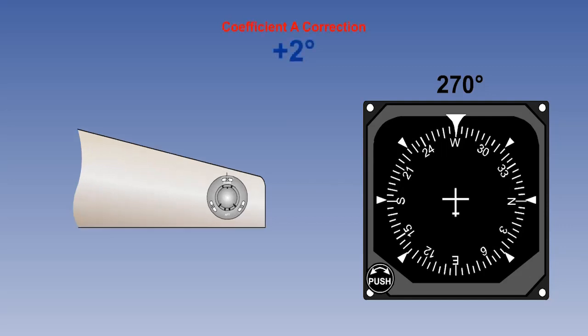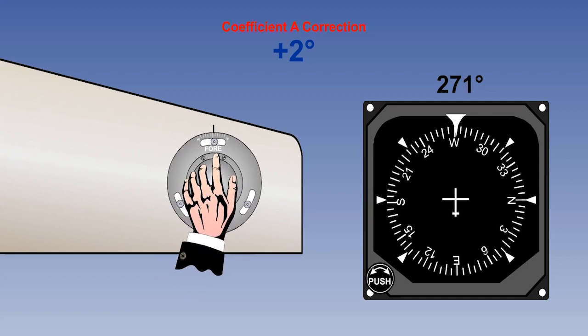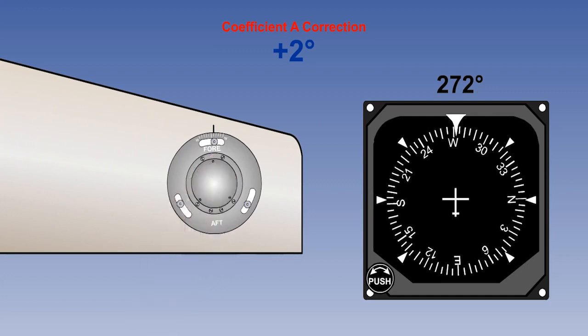Error due to coefficient A is removed by turning the compass to realign the lubber line with the fore and aft axis of the aircraft. Let's say the error is +2 degrees.